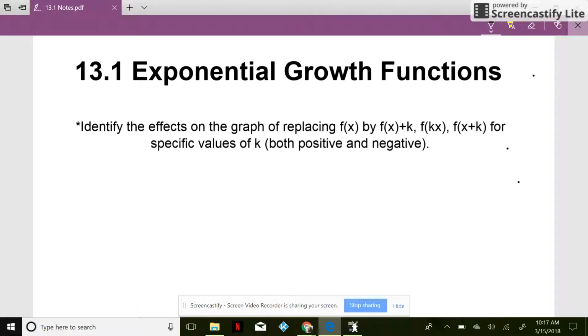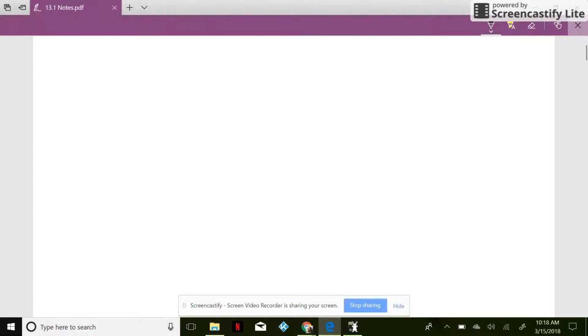We're looking at section 13.1, exponential growth functions. So we want to identify the effects on a graph by making some changes to our function for specific values of k.